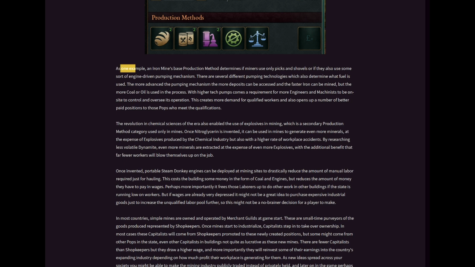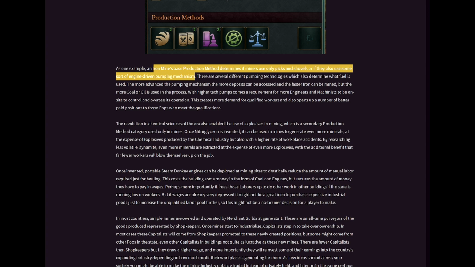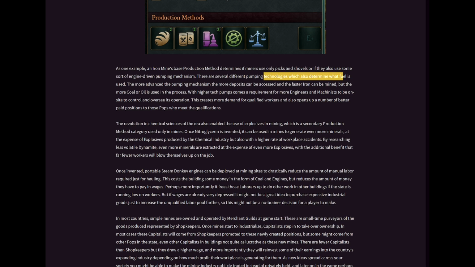As one example, an iron mine's base production methods determine if miners use only picks and shovels or if they also use some sort of engine-driven pumping mechanism, like the first steam engines. Different pumping technologies also determine what fuel is used. The more advanced the pumping mechanism, the more deposits can be accessed and the faster iron can be mined. But more coal or oil is also used in the process.